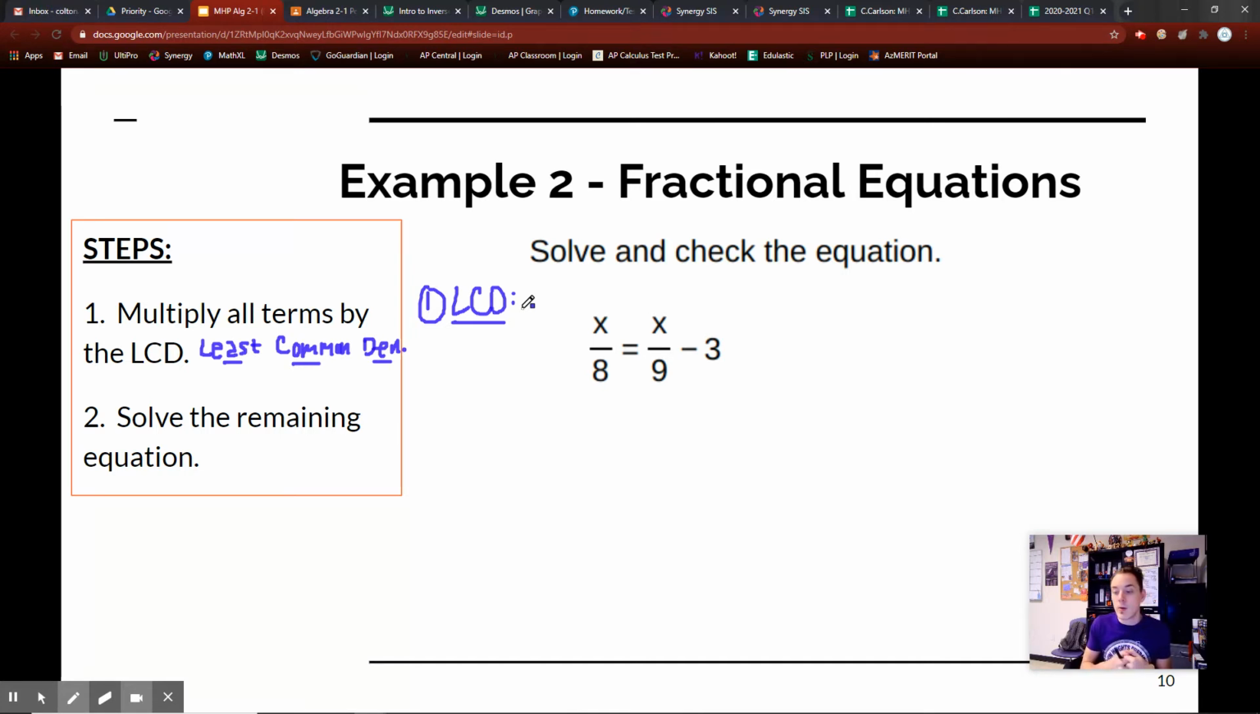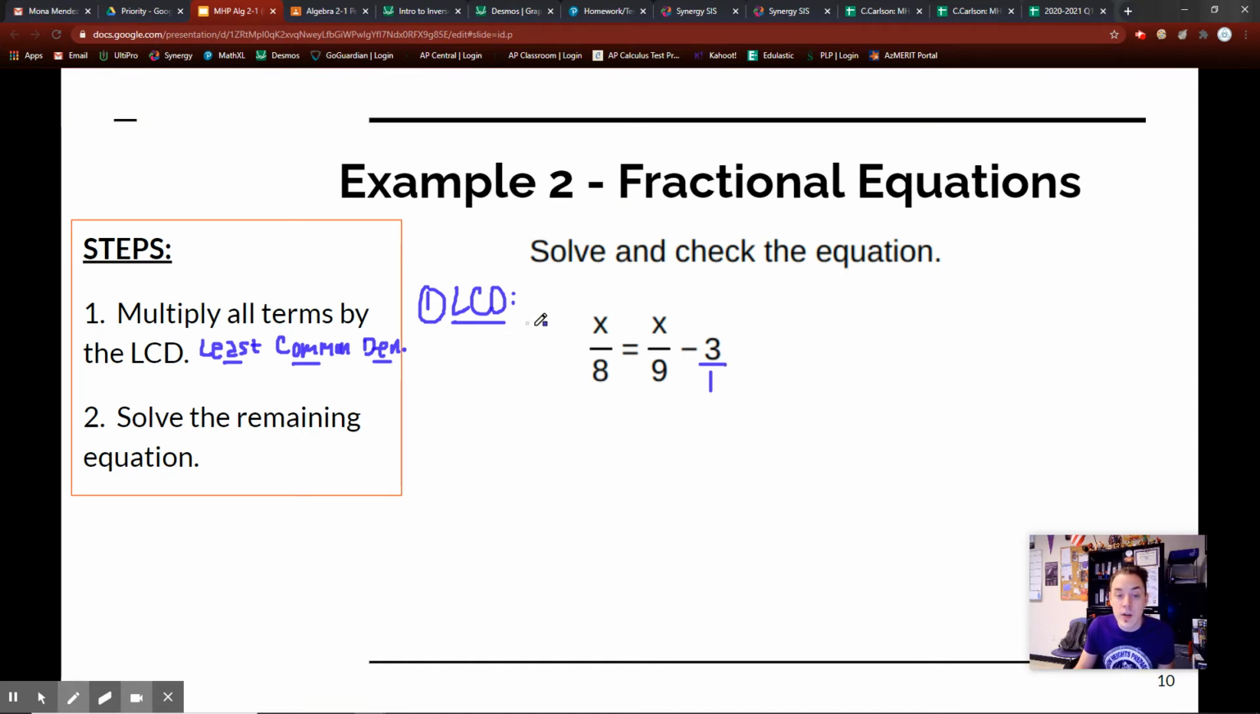Is 8 divisible by 9? Meaning, can I take 8 divided by 9? No. Is 9 divisible by 8? Can I take 9 divided by 8? No. At least I can, but it doesn't give me a whole number is what I'm saying. And then this, of course, is a fraction. It just doesn't show it. It is over 1, okay?